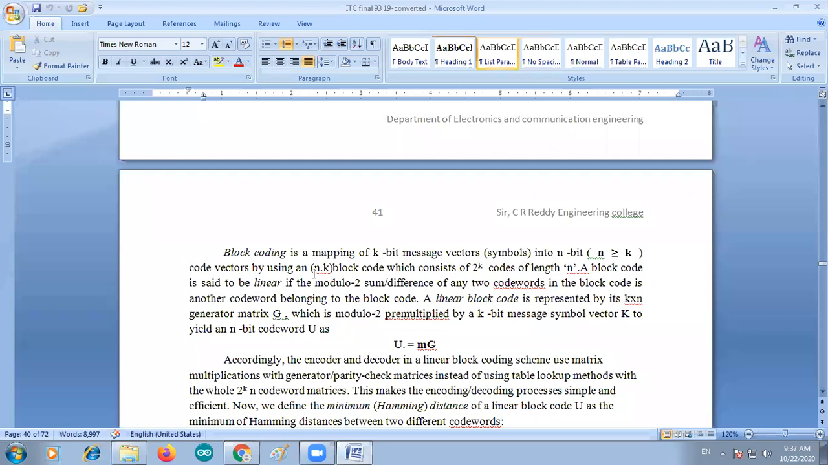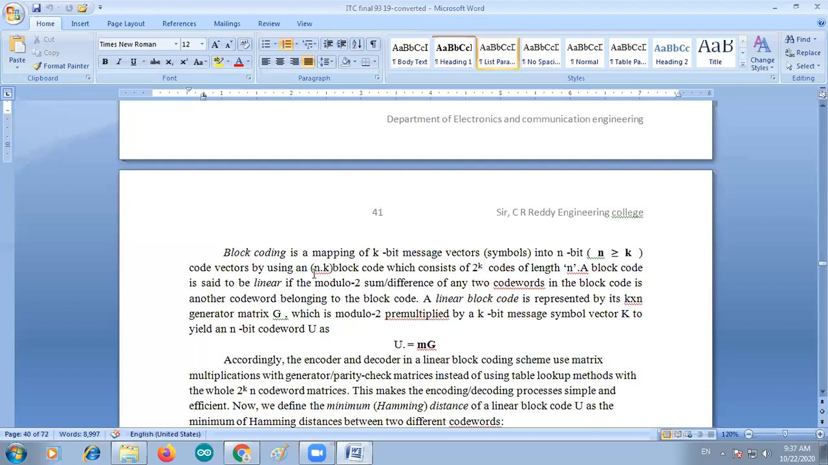So here it is. A block code is said to be linear if the modulo 2 sum or difference of any two code words in the block code is another code word vector. That is, if you design two code words, and take the sum or difference of those two code words, then the resultant vector is also one of the code word vectors. That is the linearity property.